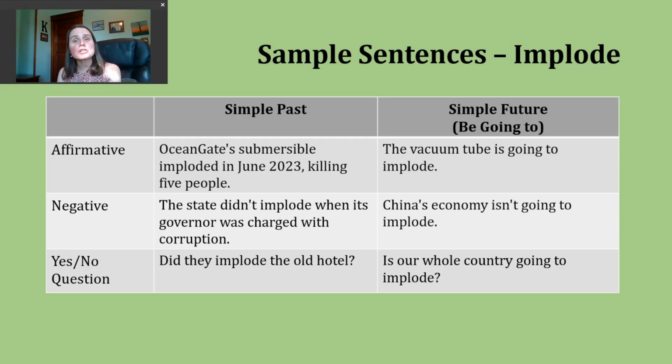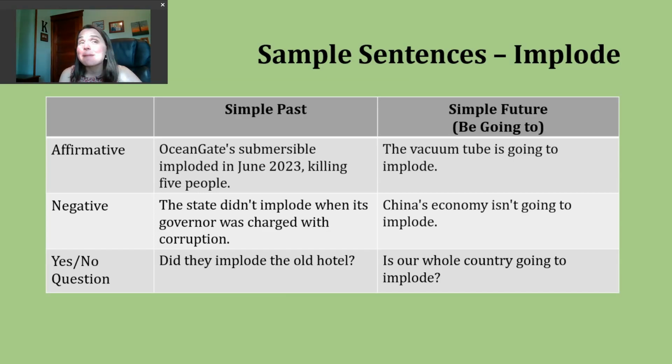But if your subject is you, we, or they, use are, A-R-E, going to, and then the base verb. Finally, if your subject is he, she, or it, you want to use is going to, and then the base verb. Let's take a look at an example. The vacuum tube is going to implode. We might be back here to either that first or second definition, talking about something bursting inward, for example.